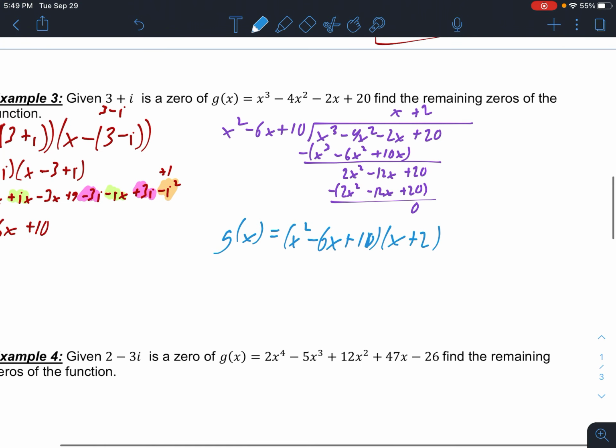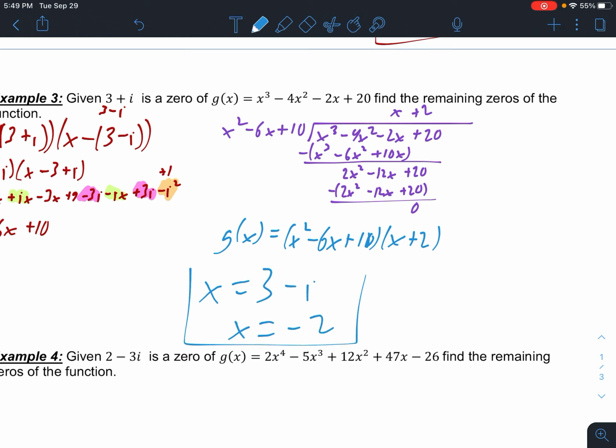So find the remaining zeros. 3 plus i was given to us. 3 minus i is new. And we get negative 2 as well.